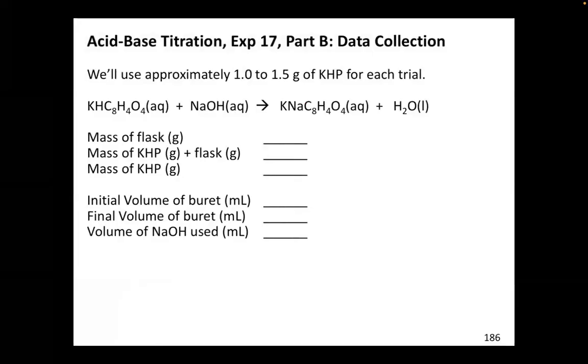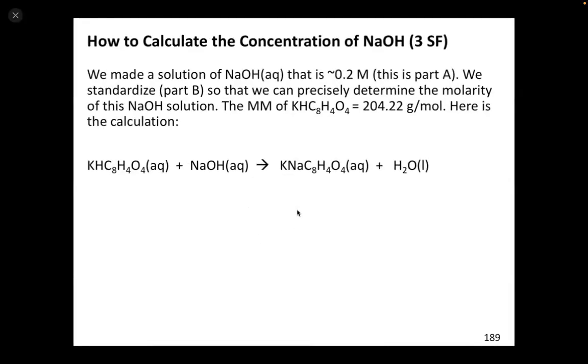So here is the information that we were looking for. We have the mass of the flask, the mass of the KHP and the flask, the mass of the KHP by itself. We dissolved it in water. We add the water. Then we added the phenolphthalein, and then we added the base, and we finally calculate the volume of the base. So what we're going to do is show you how to do the calculation.